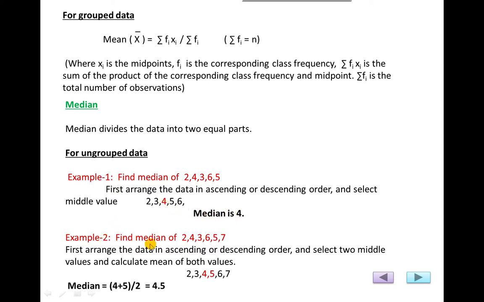Second example, find the median of 6 observations. There is no center value. First arrange the data in ascending or descending order, same as this, and select the 2 middle values and calculate the mean of both values. Arrange the data in ascending order 2, 3, 4, 5, 6, 7 and select the 2 middle values and calculate the mean of the 2 values, 4.5. So the median of 6 observations is 4.5.